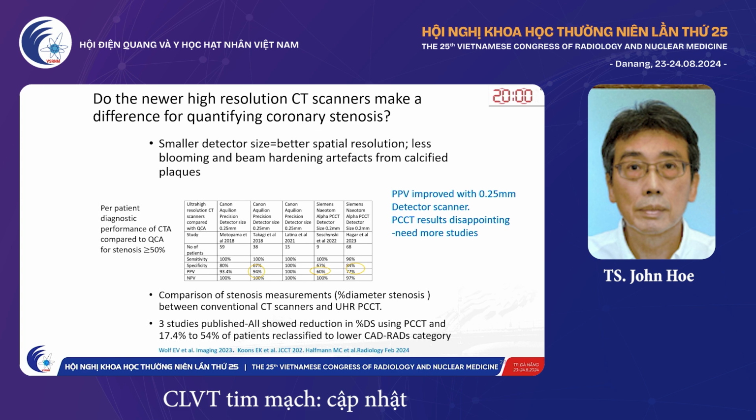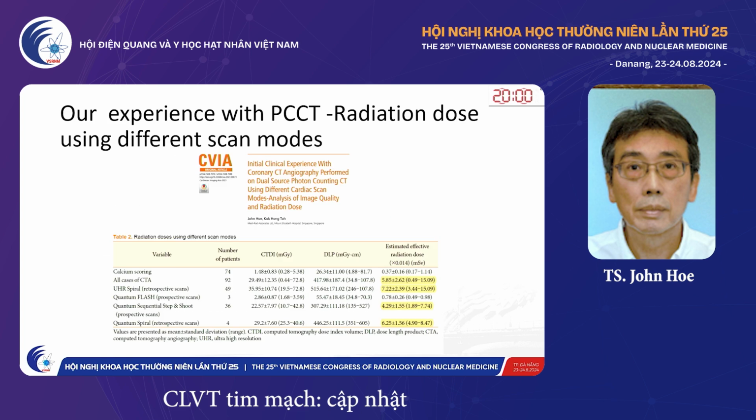There were 3 studies published recently comparing stenosis measurements between patients who were scanned twice, once on a conventional CT scanner and once on an ultra-high resolution PCCT scanner, and they all showed reduction in diameter stenosis using the PCCT compared to conventional scanners, and that many of the patients could be reclassified to a lower CAD-RADS category.